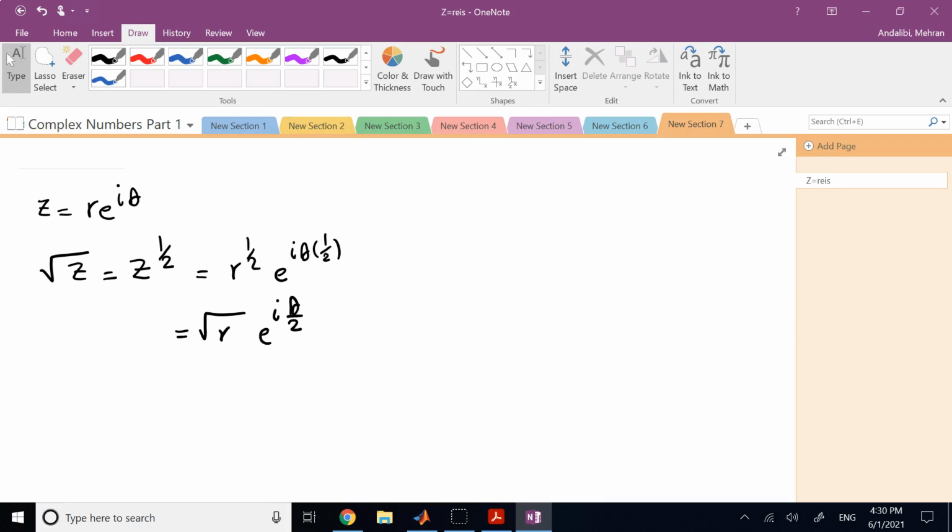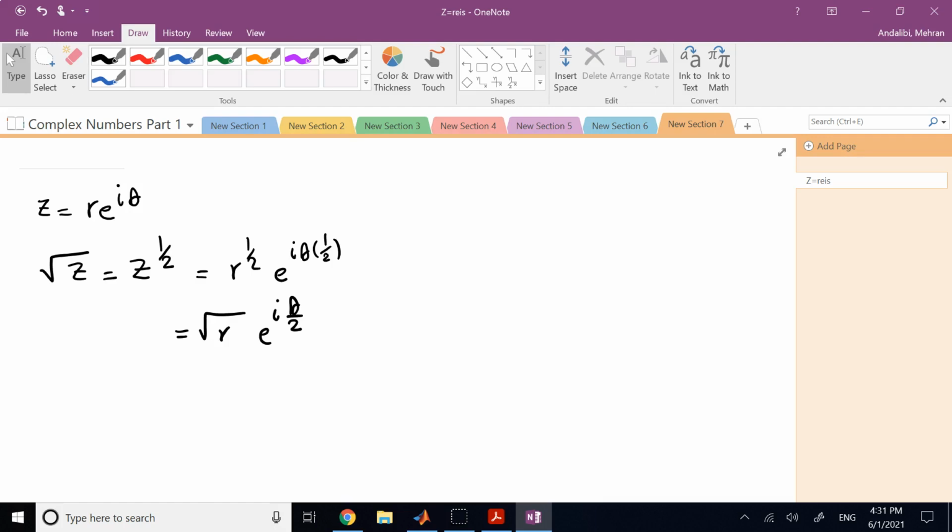Split the angle in half and take a square root of magnitude. Now, the thing is this. A complex number in general does not have one nth root. It has n nth roots. Okay, what do I mean by that? Let me tell you that part.